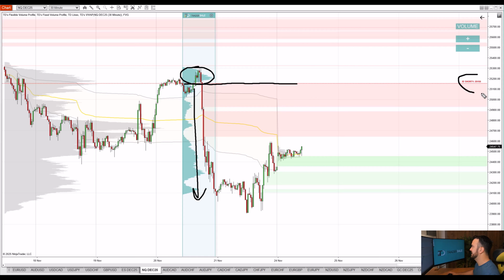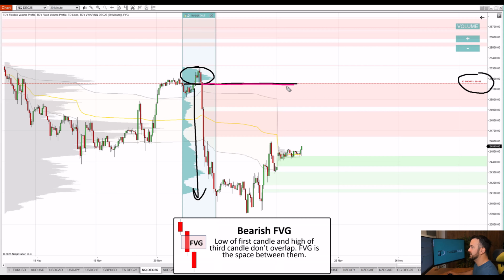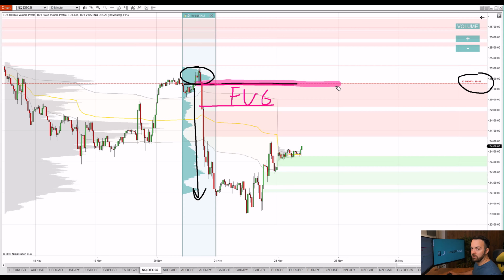In this case, the resistance is at 25,155. That's the resistance. And again, we have a fair value gap. Let me highlight it like this, fair value gap. And the beginning of the fair value gap is right here. So again, we have a heavy volume zone, we have a fair value gap, and both those are the reason why I want to go short from there. So currently, we just need to wait for that pullback, and when the price hits this level, then go short from there.